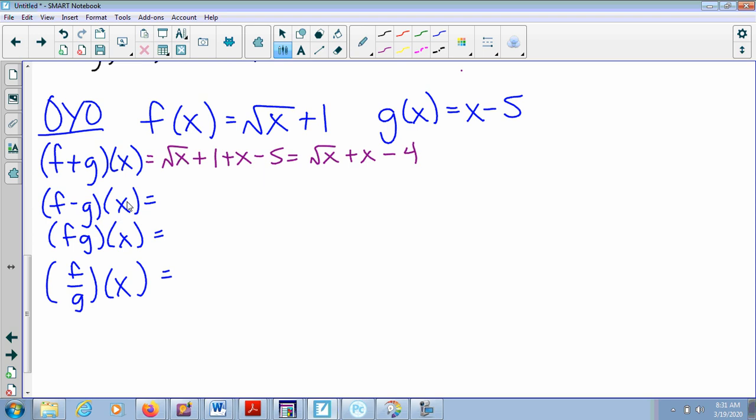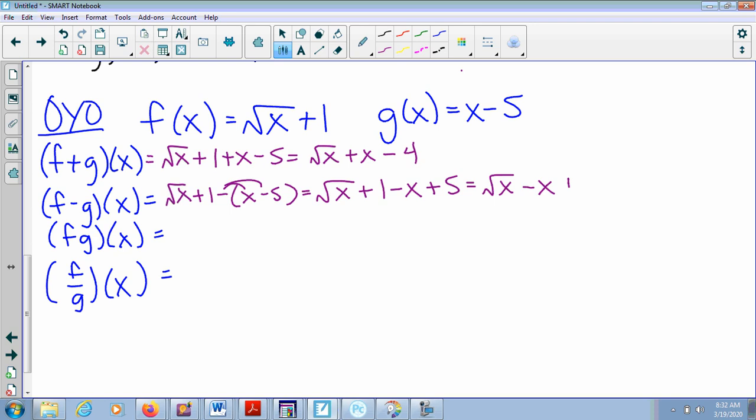Right, now let's check f minus g. So we have the square root of x plus 1. Make sure we put this part in parentheses. Distribute. So the square root of x plus 1 minus x, and then plus 5. Are there any like terms here? Looks like the 1 and the 5 are the only things we can combine. So square root of x minus x plus 6.